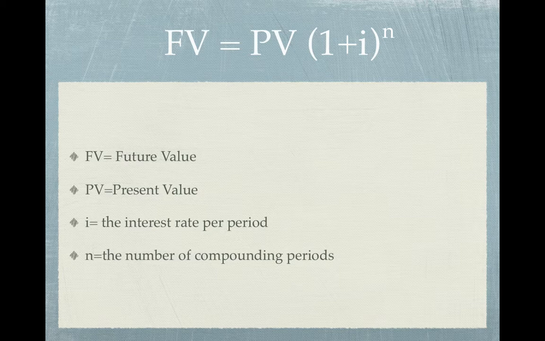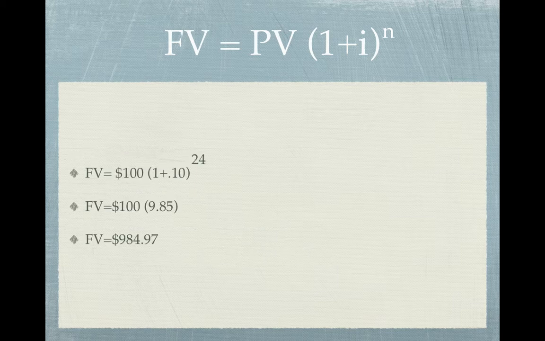Our $100 is compounded for 24 periods at 10% interest. What will our future value be in 2 years? Our equation would look like this. Our future value is equal to $100 times 1 plus 0.10, which is our 10%, to the power of 24. You'd have your future value of 100 times 9.85, and your future value then would be $984.97. Your answer will vary a little bit based on decimal points.